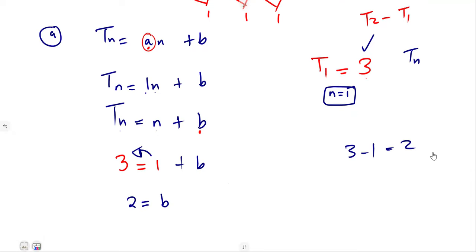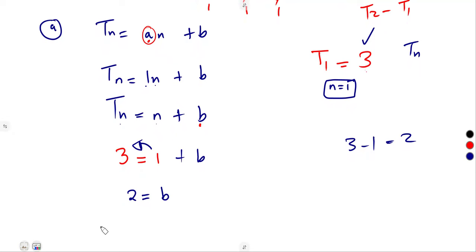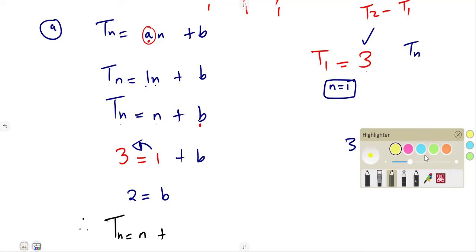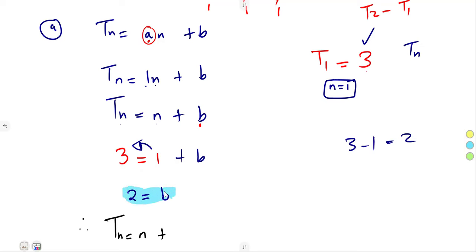So therefore, we can rewrite this now as Tn is equal to what? Remember, we had already this part where we wrote Tn is equal to n plus b. So we can start from there. N plus our b, which we calculated now. Remember, our b here is 2.